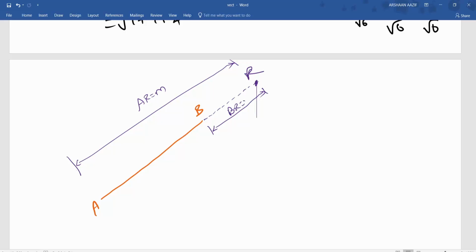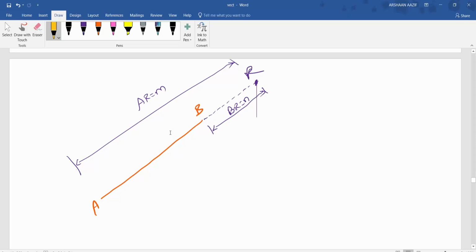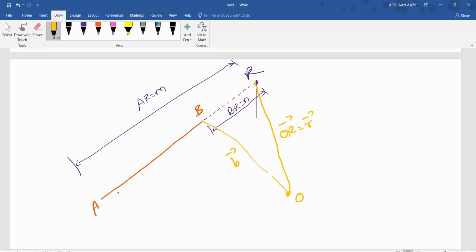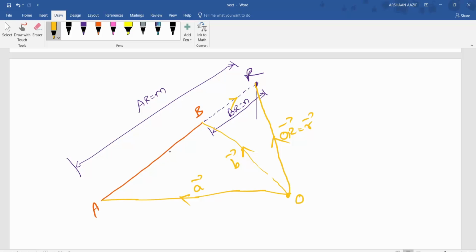So AR can be taken as M, and BR can be taken as N. So this is the ratio M is to N. Now using the same approach that we have used in the previous case, this also can be derived. For example, we'll have the position vector OR vector, which is the required position vector. Then we'll also have OB vector and OA vector. So OB vector is given by B vector and OA vector is given by A vector.